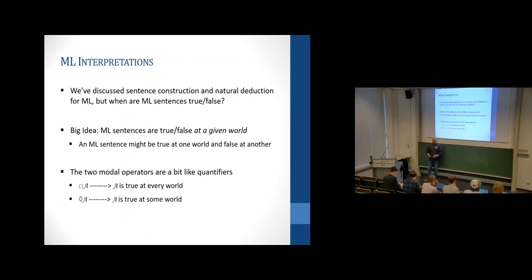What this is going to let us do, and we talked a little bit about this in the last tutorial, is that our box and diamond, our modal operators, are going to turn out to be a little bit like quantifiers. So the box is going to be something very much like at every world, and the diamond is going to be something like at some world. Now this is going to be complicated a little bit, but this is the rough and ready thing lurking behind the ML interpretations. So that's the kind of loose sketch. Let's try and firm it up some.